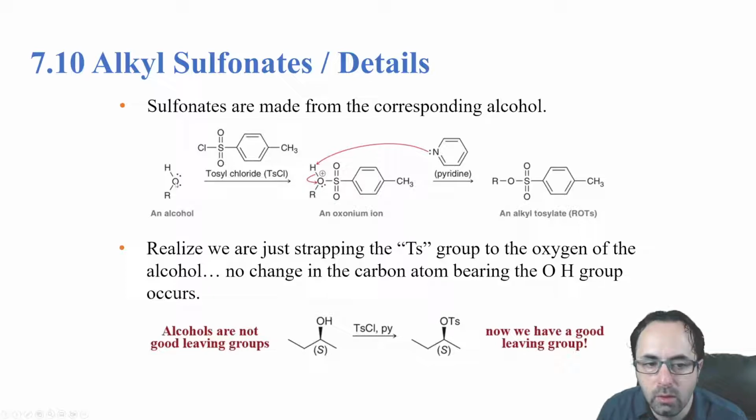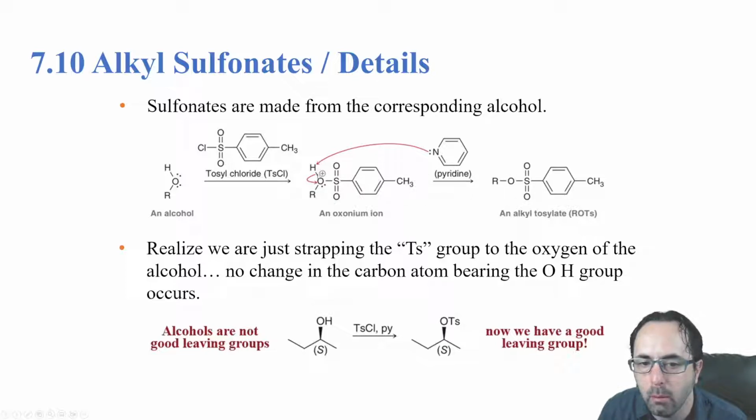So, as we said, when we have an alcohol, alcohols, if they're not protonated, are not great leaving groups. And so what we might do is react an alcohol with tosyl chloride and pyridine, and we get an alkyl tosylate.